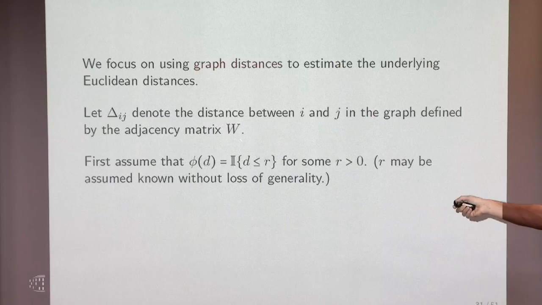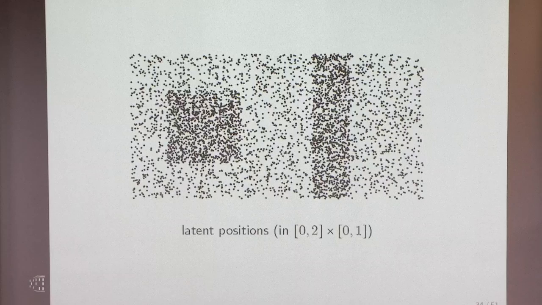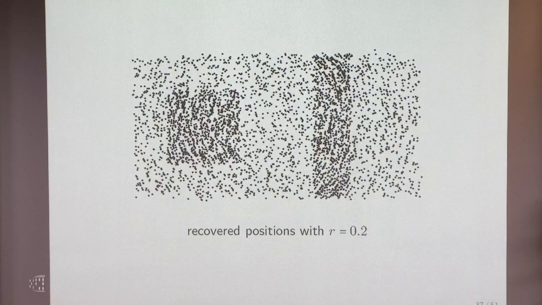I think I'm going to have time to state the main result, but here's some very simple numerics. Those are the actual latent positions. Those are recovered with this particular R, recovered with this particular R, recovered with this particular R. So you complete the distance matrix and then apply classical scaling. That's essentially what Isomap does. And we recover the points. So it's just a proof of concept.